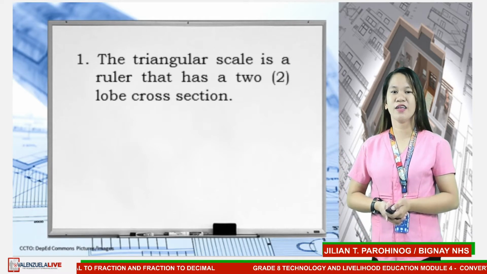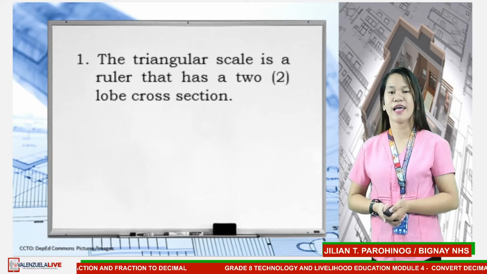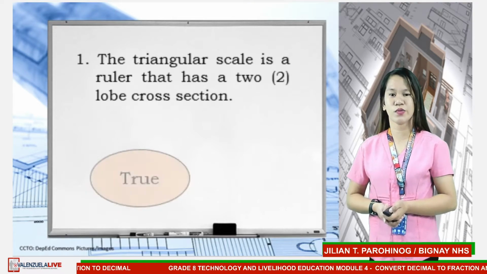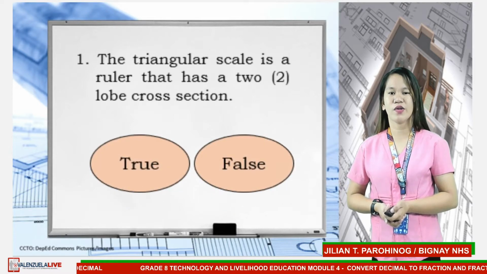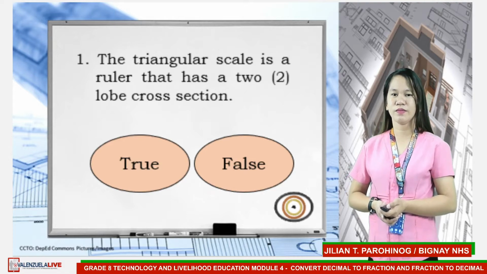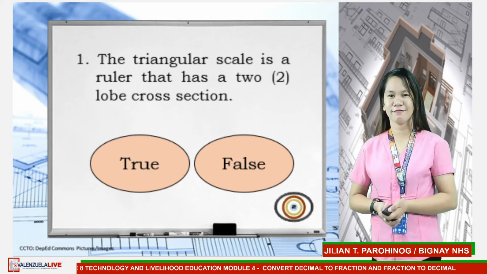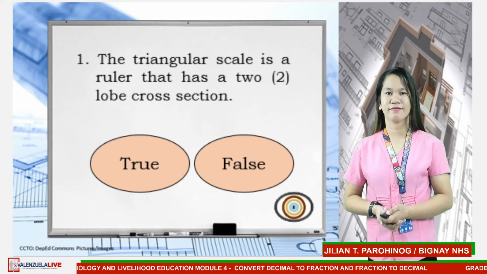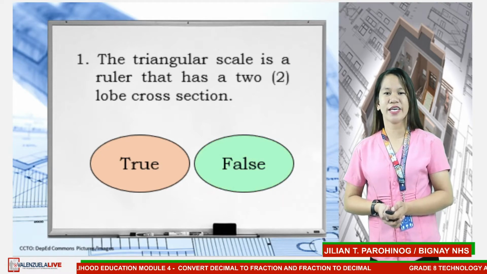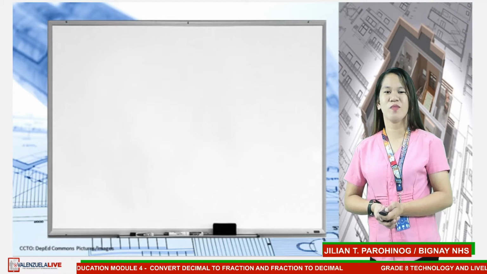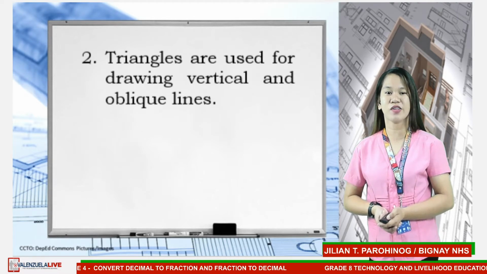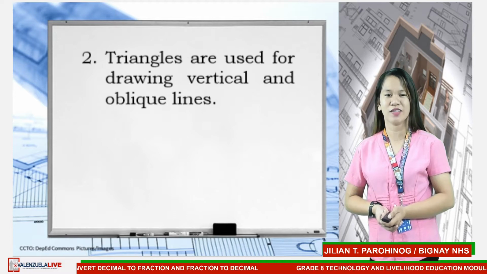Number 1. The triangular scale is a ruler that has a 2-lobe cross section. Is it true or false? Your timer starts now. Time's up. The correct answer is false. Good job, class. The triangular scale is a ruler that has a 3-lobe cross section.